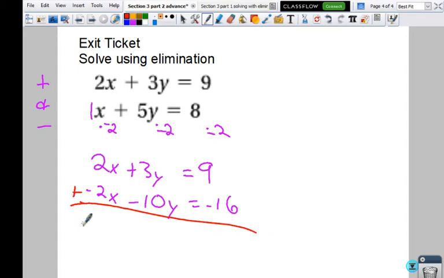Alright, so Allison, let's see if your conspiracy theories help start us off. Alright, so 2x plus negative 2x cancel out and equals 0. And then when you do 3y plus negative 10, that is negative 7y. Yep. Negative 7y equals negative 7. Yep. And then when you divide it, it equals positive 1. So y equals 1.